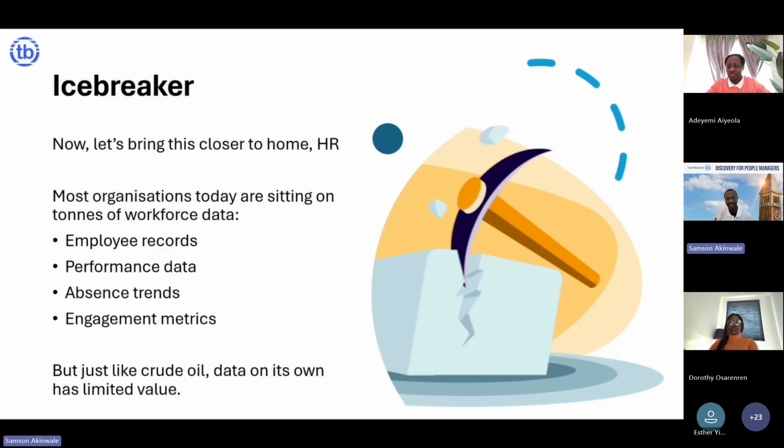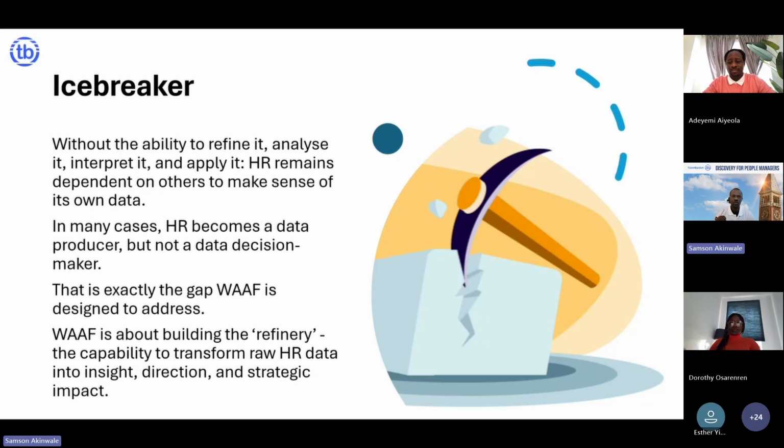Different types of data. This is what HR people are sitting on daily. It is voluminous and in vast amounts. So just as crude oil, data on its own has limited value until it is refined. Without the ability to analyze or interpret it, HR, even though they by default sit on this vast amount of data, are inadvertently dependent on other people who have the capacity to make sense of data.